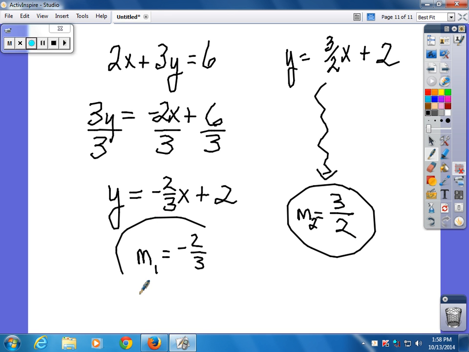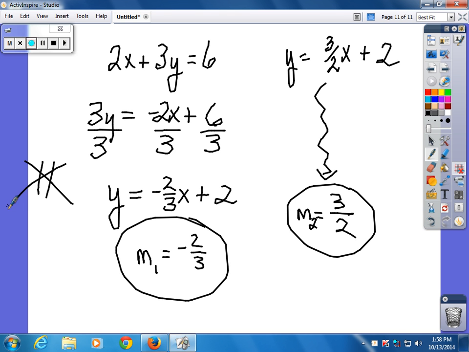Now look at these two. Are they equal? No, Hubert. That's right, class. Okay, if they're not equal, then they're not what? Parallel. So take parallel out. They're not parallel. What else? What if you multiply them together? What do you get? Negative 1. If you multiply them together, you get negative 1.